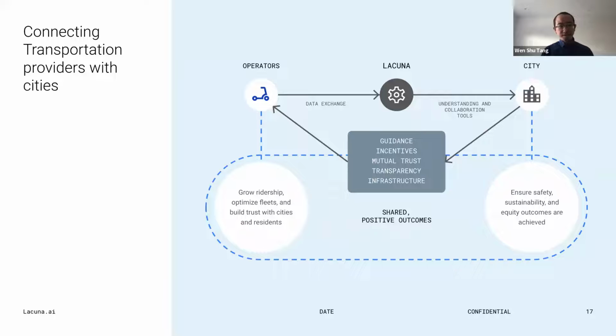Digital policy is a very nascent field. It's a big domain. It can be anything ranging from managing congestion to managing your curb spaces. So the solution space is really huge.